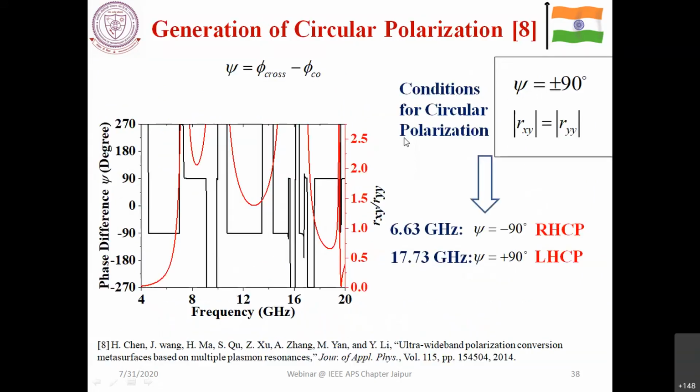At two distinct frequencies, 6.63 and 7.173 gigahertz, the co-polarized and cross-polarized reflection coefficients are identical in nature, or their magnitudes are equal, while the phase difference between them is 90 degrees or π/2. So this provides the condition for circular polarization, or generation of CP. One can achieve RHCP and LHCP at the two distinct frequencies.